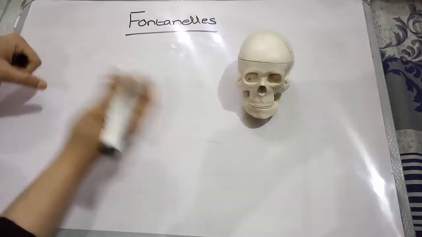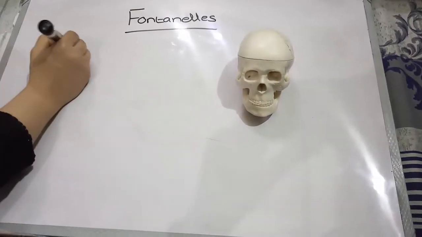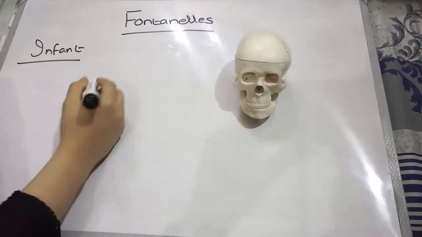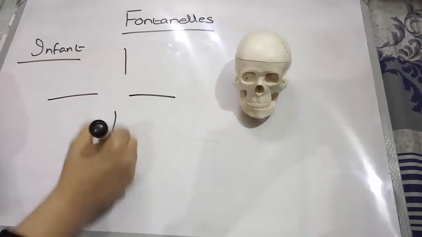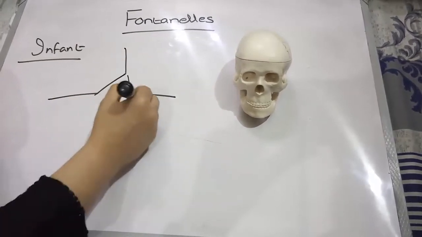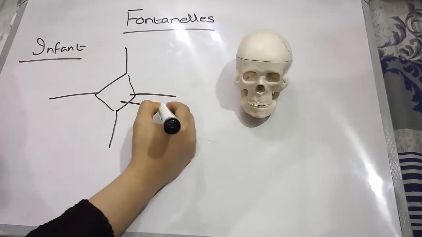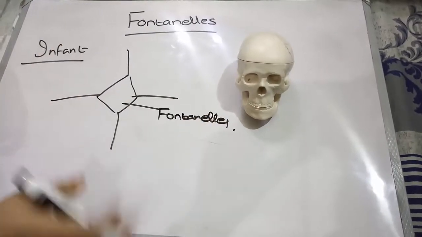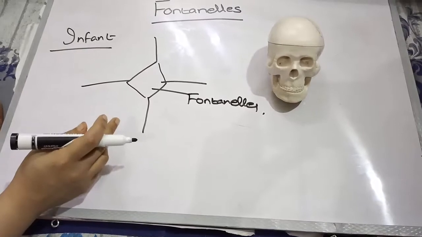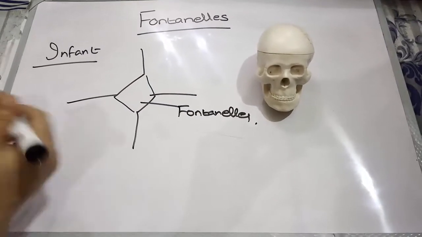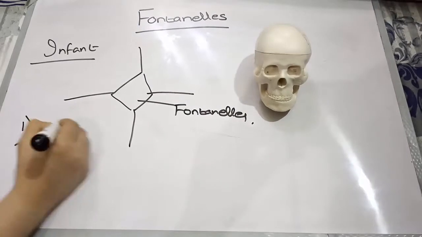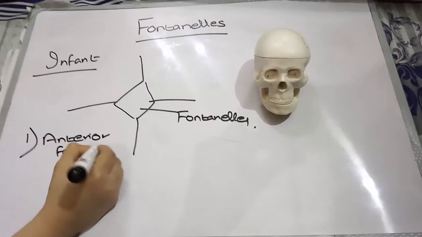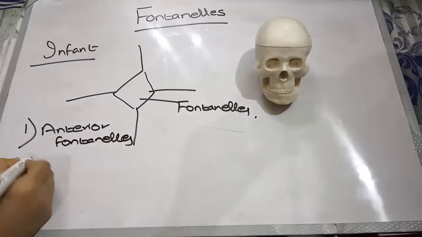Fontanelle. In infants, basically, the bones are not completely ossified. So between the junction of the bones there lies a membranous region which is called the fontanelle. In infants we have two types of fontanelle. We have an anterior fontanelle and we have a posterior fontanelle.